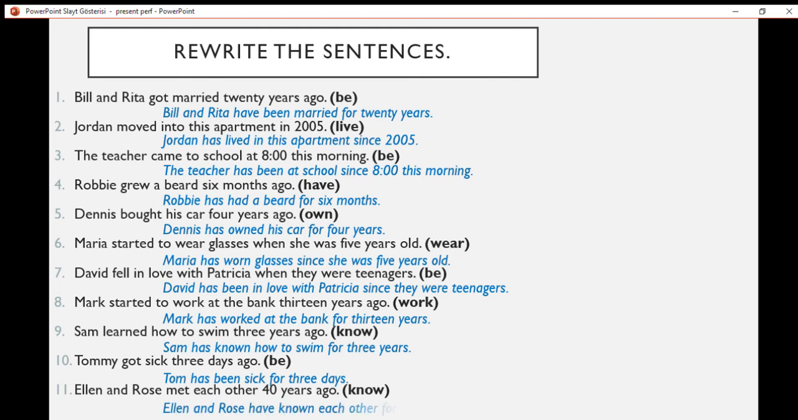Ellen and Rose have known each other for 40 years. Or Ellen and Rose have known each other since 1980. That's a very long time.